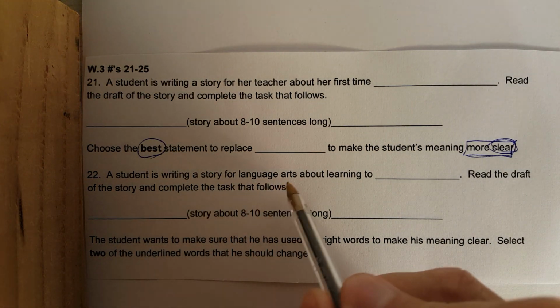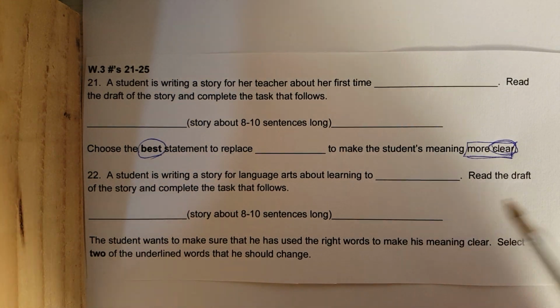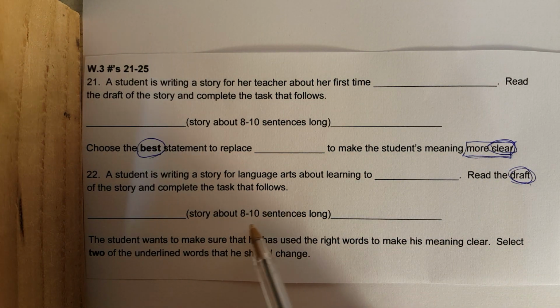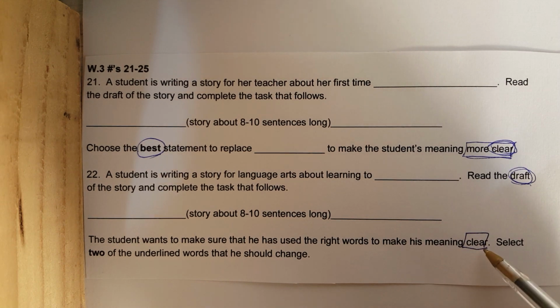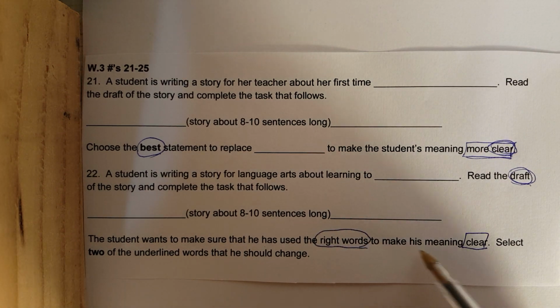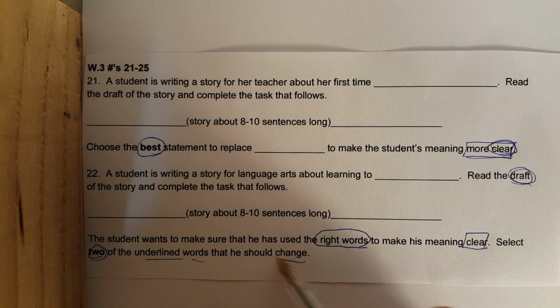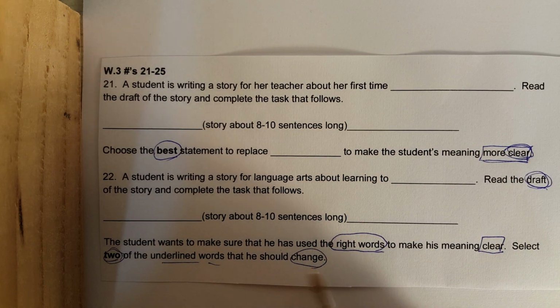Number 22, a student is writing a story for language arts about learning to, they'll give you an example, a different topic. Read the draft. So these are all drafts of the story and complete the task that follows. Again, this is going to be about 8 to 10 sentences long. Okay, the goal is to make the meaning clear. The student wants to make sure that he has used the right words to make his meaning clear. Select 2 of the underlined words that he should change. This is tricky because in order to get 22 right, you have to pick 2 correct answers. I think we're going to make it. This is a marathon. That's 14 minutes.